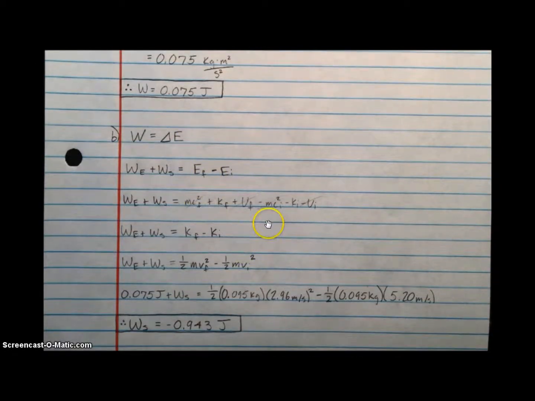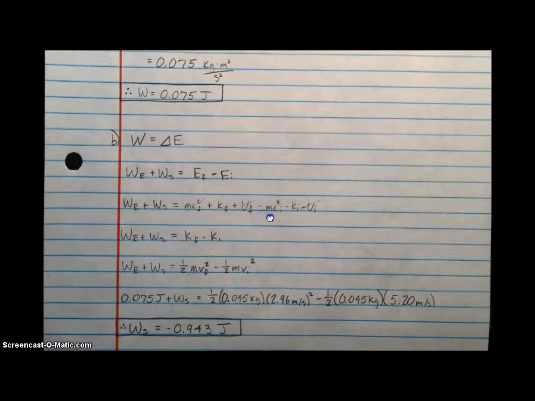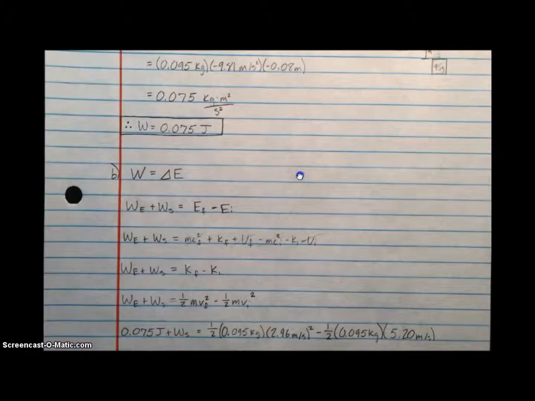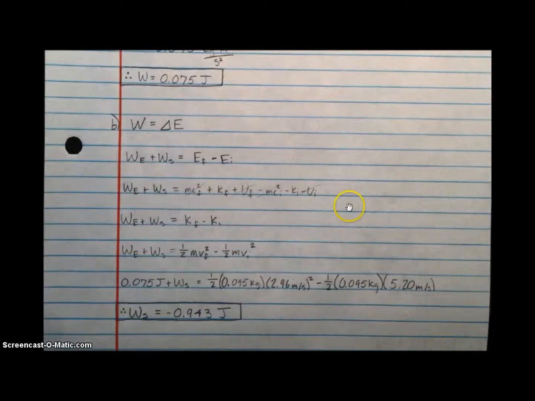The rest energies are the same, so they cancel, and the spring tends to decrease kinetic energy, so we're not using potential energy here. We're left with the work of the Earth, which we know, plus the work of the spring, which we want to find, is equal to the two kinetic energies, final minus initial.